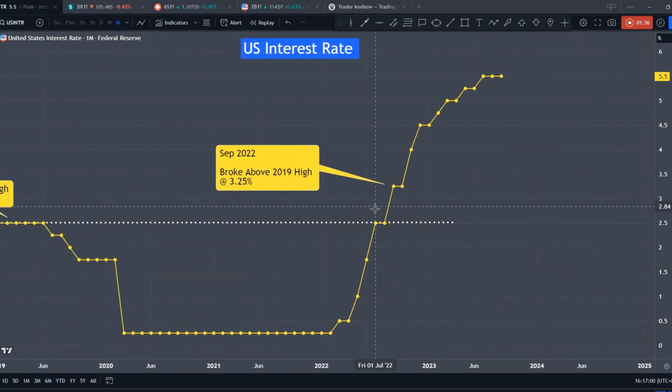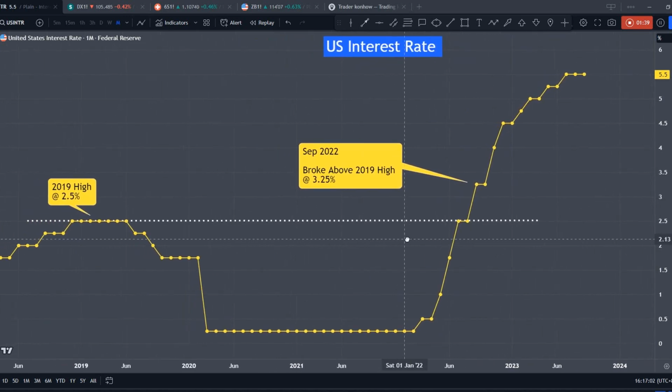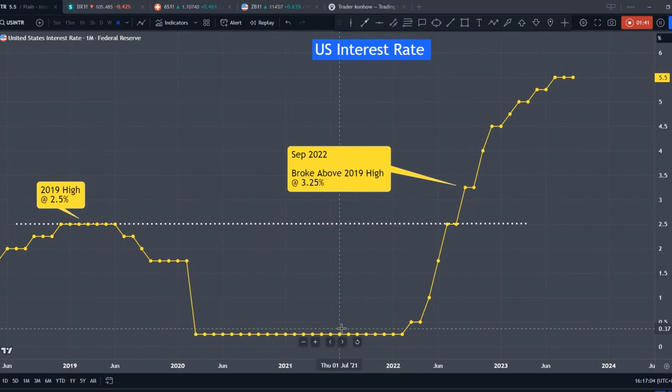And of course, in 2020, we had COVID-19. Then subsequently, inflation started to pick up, but it took the US Central Bank many months to decide on their first hike in March 2022. Following that, inflation started to creep up even more, and it came to a point where the interest rate broke above this 2.5% in September 2022, and this became a point of reference.